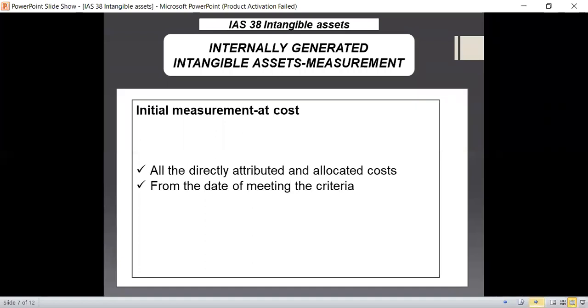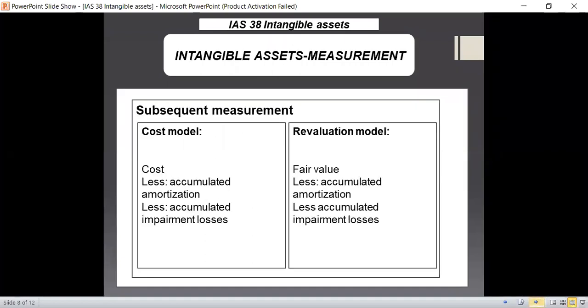Then what about the subsequent measurement of intangible assets? For subsequent measurement of intangible assets, we can adopt either a cost model or revaluation model. And here we are not just talking about the internally generated intangible assets, but the purchased ones as well. The standard IAS 38 allows us to measure our intangible assets subsequently either by adopting cost model or revaluation model.